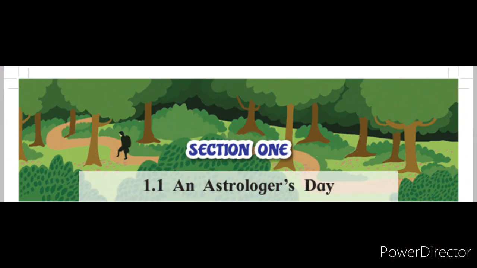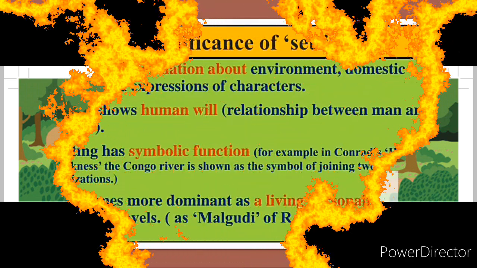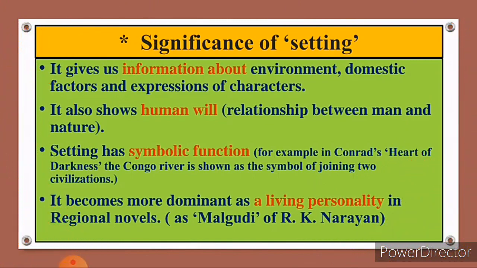In the same way, I will give one more example. Come to 1.1, that is An Astrologer's Day. It gives us a more dominant, living personality in the regional novel. If you see our regional novel, An Astrologer's Day, written by R.K. Narayan, it is one type of novella. Where is the setting? The setting is Malgudi. Malgudi, if you see, is shown in the south of our India.